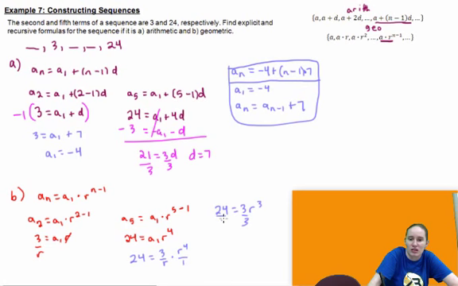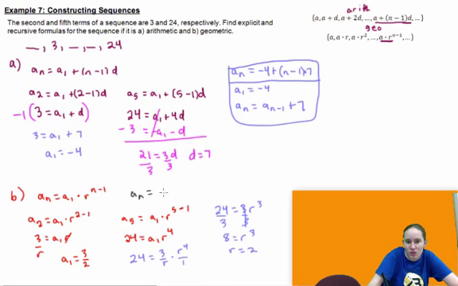Divide both sides by 3. 8 equals r cubed. Cube root both sides tells us r equals 2. So then we just have to go back and plug in, for example, over here. If I put a 2 right here where this r is, that means a of 1 equals 3 over 2. So 3/2 is a1.